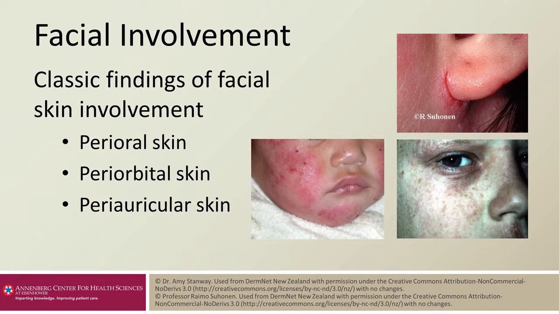As Alan mentioned, you can get atopic dermatitis on the face. The classic findings of facial skin involvement include perioral skin involvement, periorbital skin, and periauricular skin. Oftentimes, patients with atopic dermatitis that have involvement around the ears may get a fissure, which is shown here in the upper picture on the right.